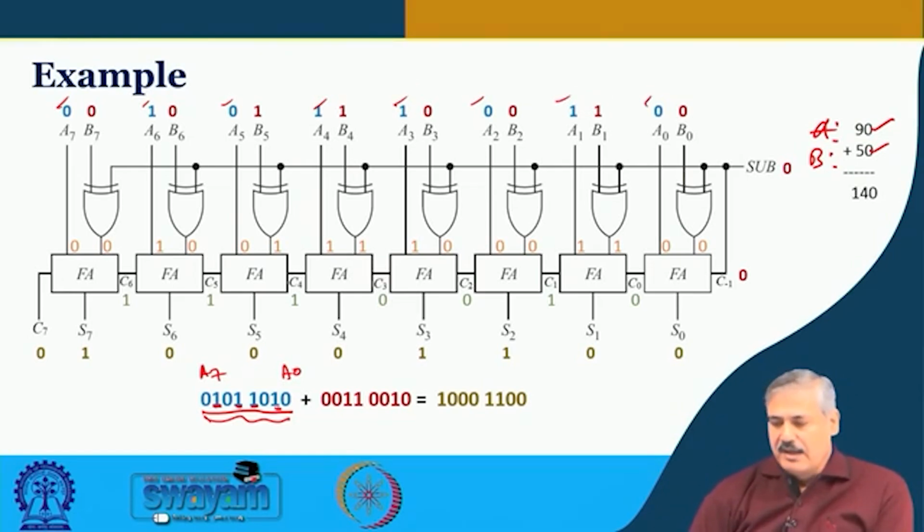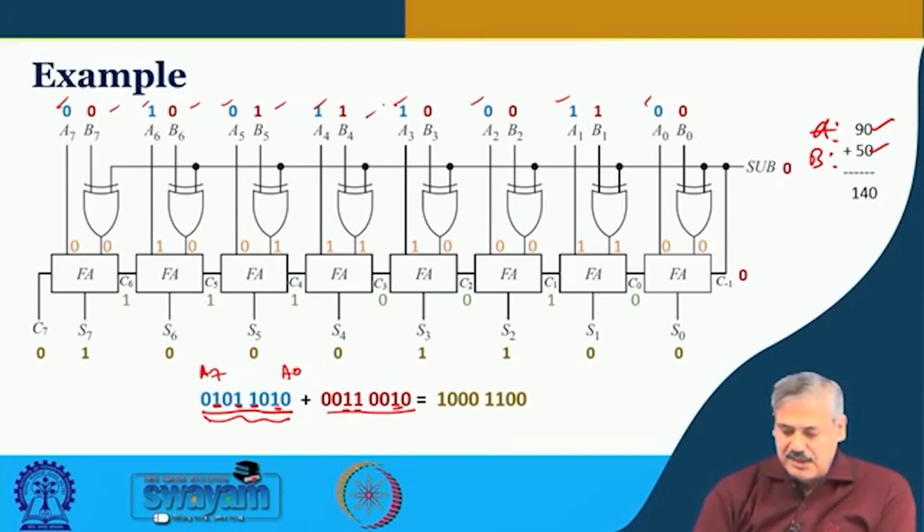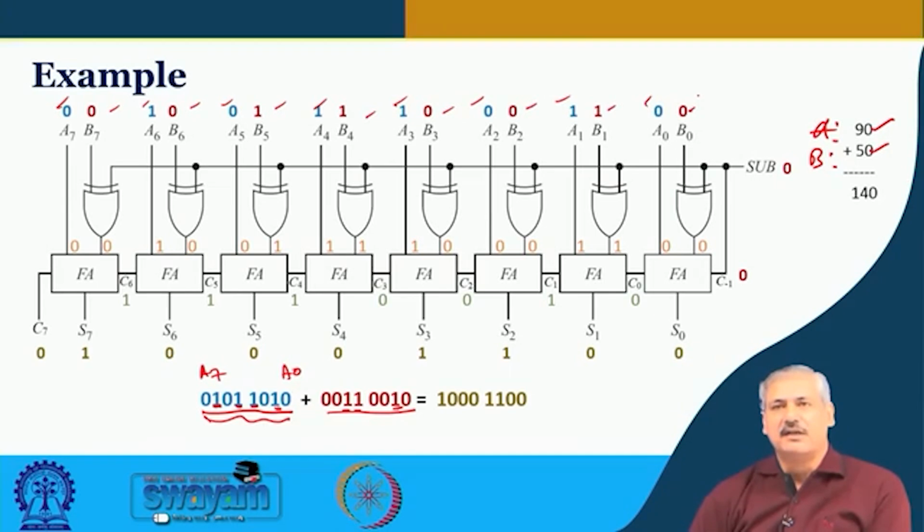Is it okay? And then 50. For 50, we have to convert it first to binary. So, this is 32 plus 16, that is 48, and this is 2, that is 50. This is in a different color. So, this is your B7 to B0: 0 0 1 1 and 0 0 1 0. This is what is placed here.